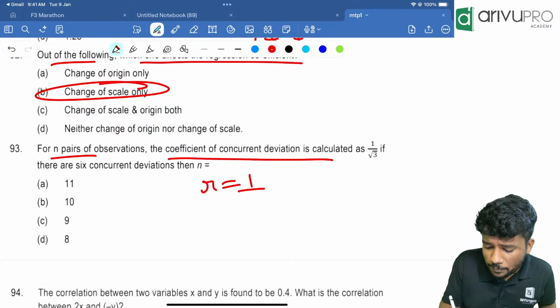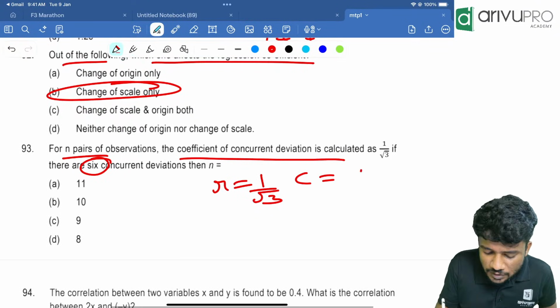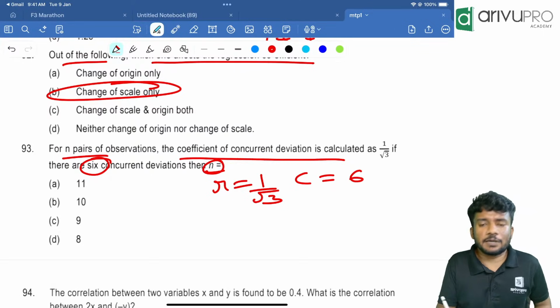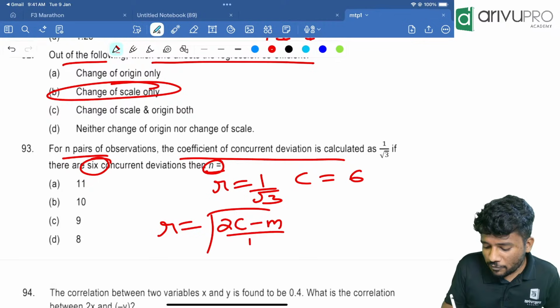R is how much? 1 by root 3. Then if there are 6 concurrent deviations, C is equal to 6. Find the value of n. People, we know the formula. R is equal to root of (2c minus m) divided by m.